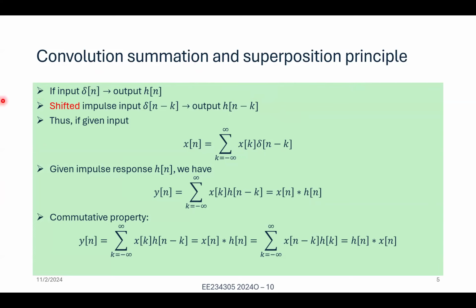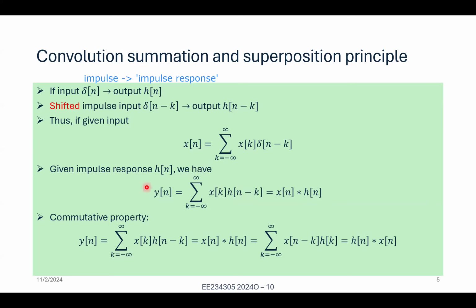So if we have the impulse input, the output is called the impulse response, which is h[n]. And then the shifted impulse input, delta[n - k], gives the output h[n - k]. And then if we have the input x[n], x[n] here is the summation of the multiplication we had before, x[k] times the unit impulse delta[n - k]. Now we have the impulse response h[n], and y[n] equals the summation of x[k] times h[n - k].